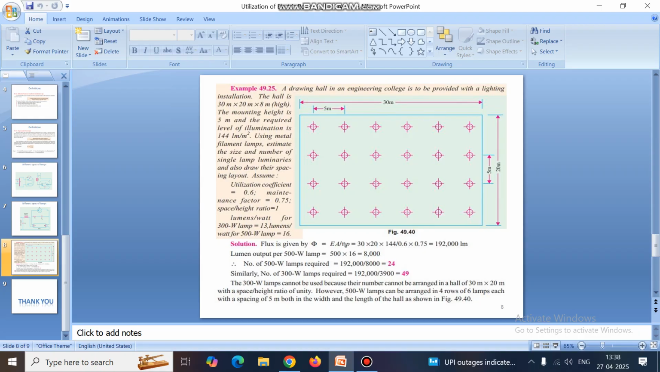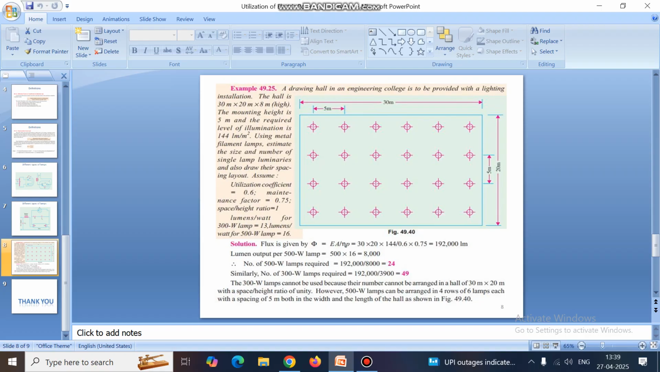So we require the 500 watt lamp. Here put this length as 30 meter, this breadth as 20 meter, and the difference between two lamps is 5 meter. So this is 5, 5, 5, 5, 5. So it is 10, 15, 20, 25. But the length is 30 meter. 30 minus 25 is 5 meter remaining. This 5 meter is distributed from the wall, 2.5 and 2.5. Why 2.5? 5 divided by 2 is 2.5.